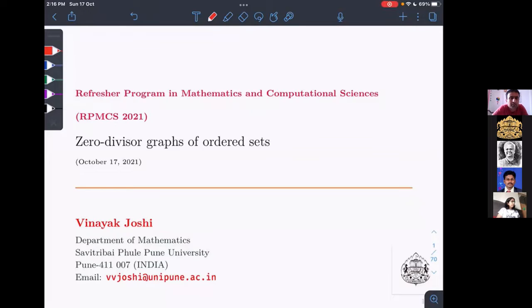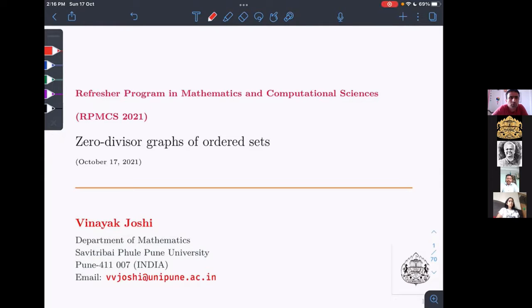For about the last 10 years or so, he has taken a keen interest in the theory of zero divisor graphs associated to ordered sets and also to algebraic structures such as rings. He has published numerous research papers in this area and also in the domain of general lattice theory, and ideal theory of posets more specifically.